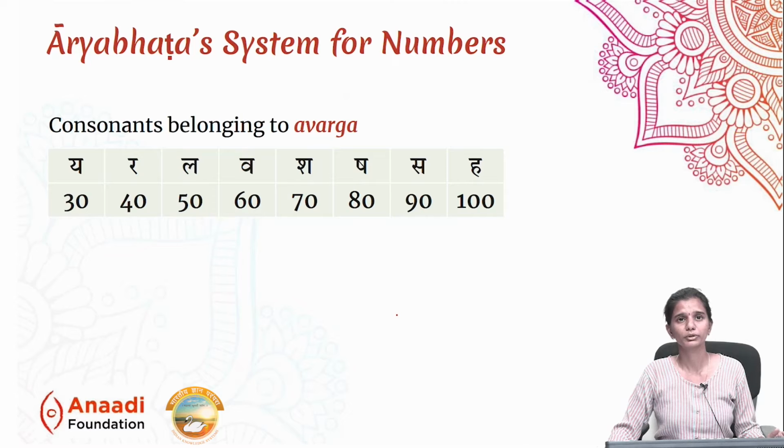The consonants belonging to Avarga are Ya, Ra, La, Va, Sh, Sh, Sa and Ha. For these, we start from the value 30. Ya will have the value 30, and for the next letter the value increases by 10. So Ra has the value 40. Again increase by 10. La, the value is 50. So finally for Ha the value will be 100.